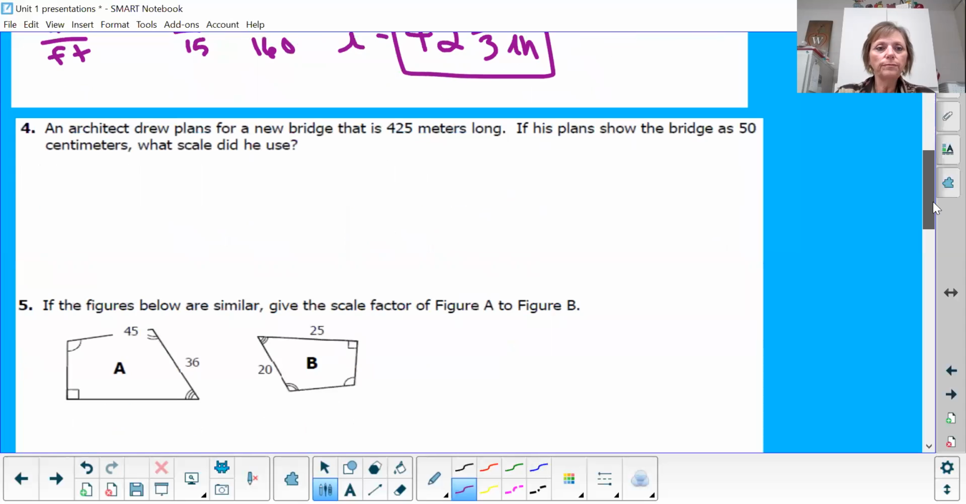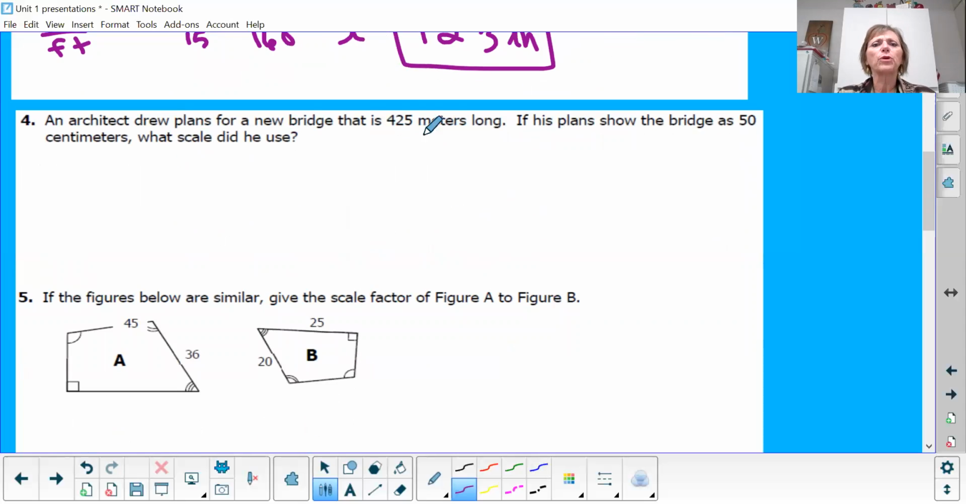Okay, number 4. An architect drew plans for a new bridge that is 425 meters long. If his plans show the bridge as 50 centimeters, what scale did he use? Okay, now for scale, I remember I have new over old or model over actual. So I'm going to use the model over the actual. That was at the beginning of this video. So I'm going to think, where would 425 go? 425 meters. You can't have 425 meters in a room, much less on a table. So I'm going to put 425 on the bottom because that is the actual length.